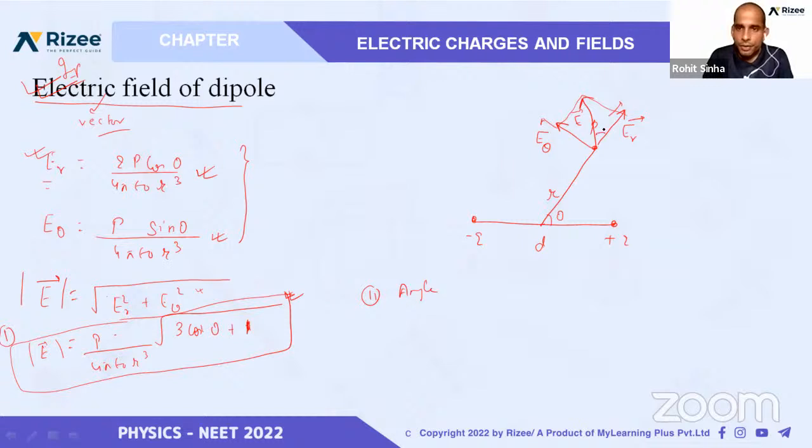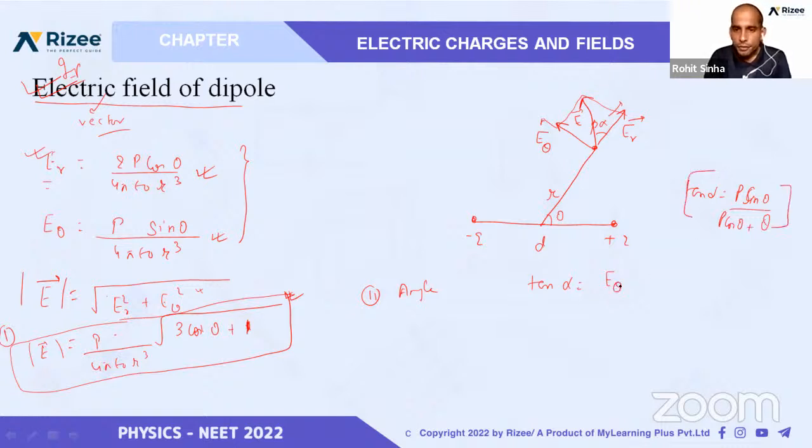And let us suppose this angle is alpha. We can define it like this: tan alpha is equal to, by vector addition, P sin theta by P cos theta plus Q, like this. You know the formula.